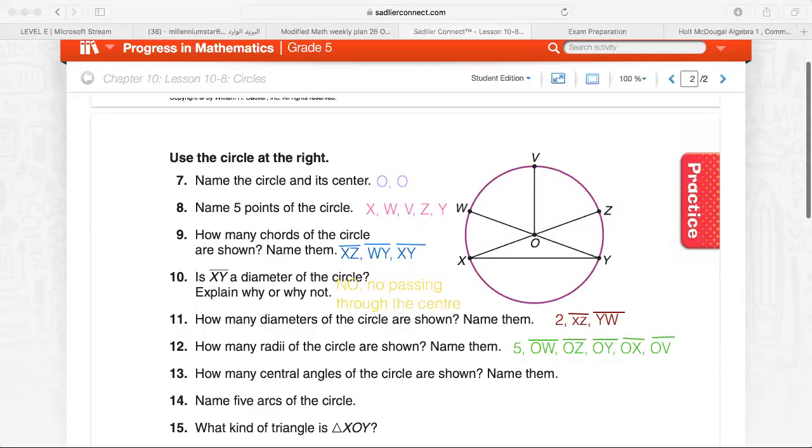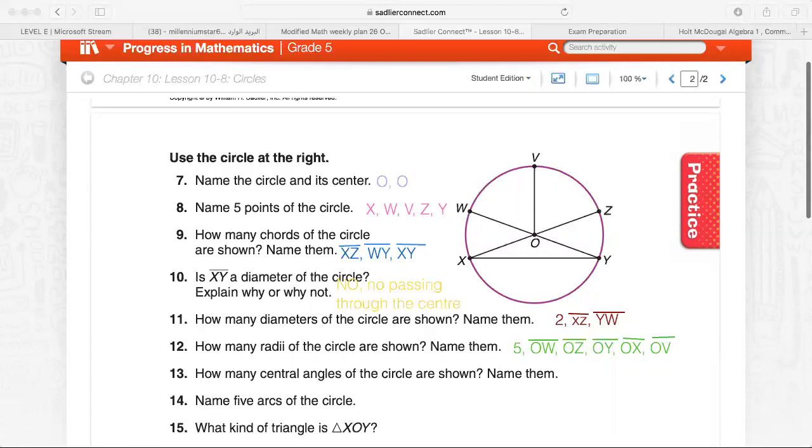Okay, girls. Number 13. How many central angles of the circle are shown? Before you give me the answer, make sure that the vertex of the angle is on the center. So, how many? Five. They are 5. Okay.